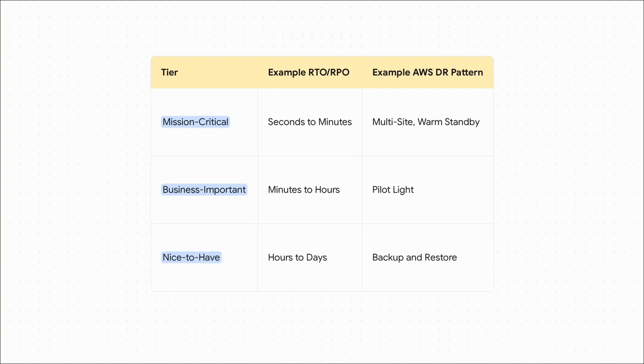It connects the business language of tiers directly to the technical language of RTO/RPO, and then to the specific AWS solutions that make sense. So the next time someone asks why the dev environment doesn't have a multi-site active-active setup, you can just point right to this matrix. You can use it to justify your decisions, guide your planning, and communicate your whole strategy with total clarity.